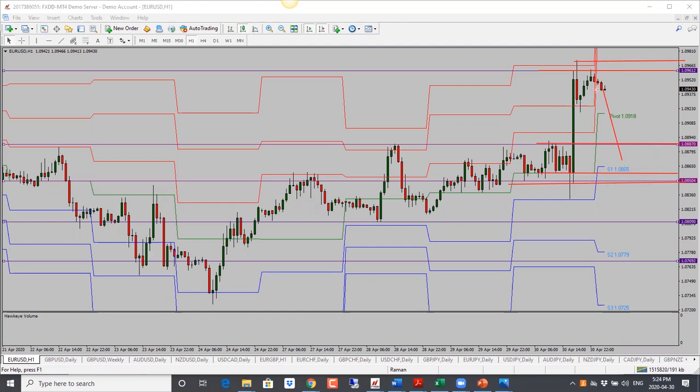I'm not looking for a very strong move to the upside unless we do see bad numbers come out of the US. So be mindful of this. I think we could get a pullback here before we see a move higher.